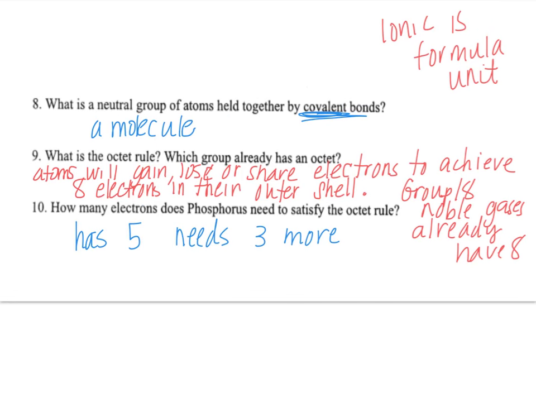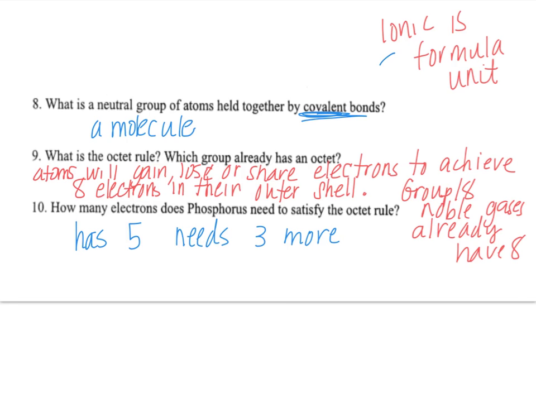All right, question 8, what is a neutral group of atoms held together by covalent bonds? And remember, a covalent bond, we call it a molecule because it's literally stuck together because the orbitals are overlapping in order to share their electrons. Remember, an ionic bond is called a formula unit.